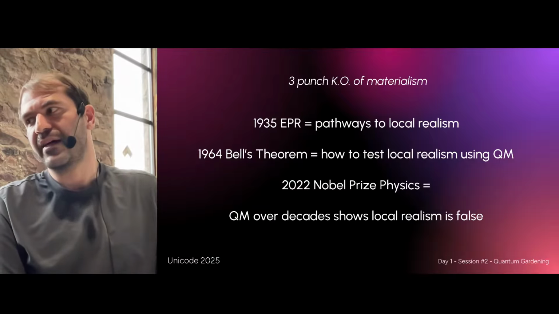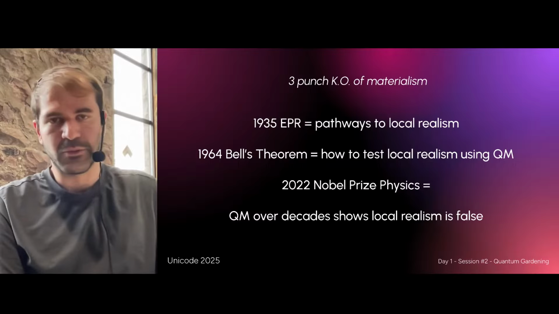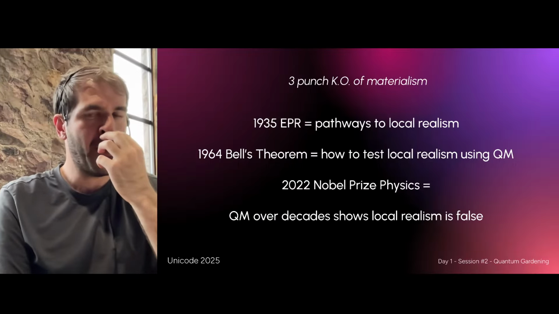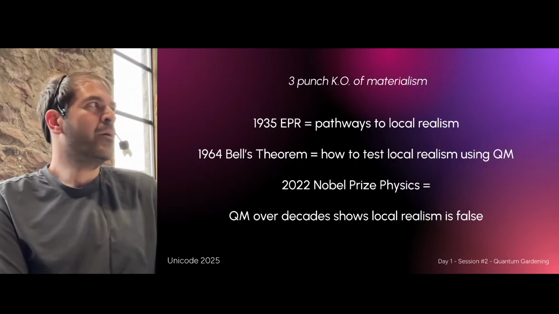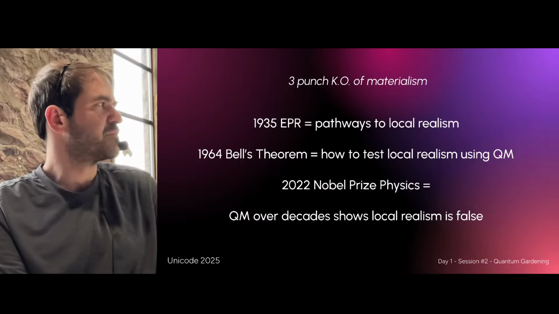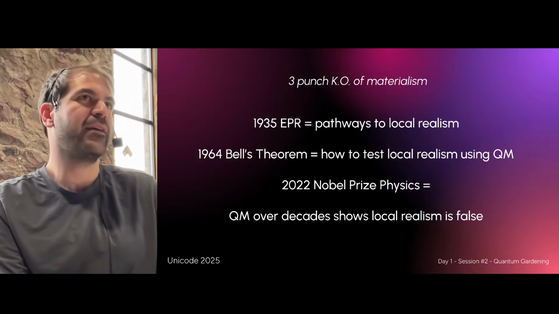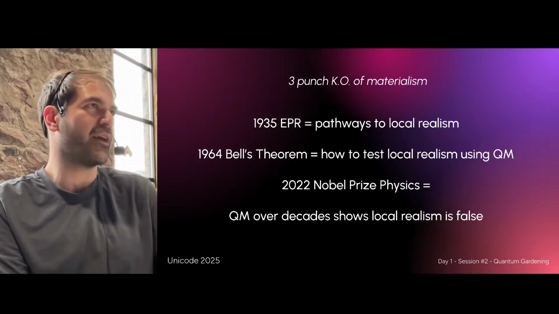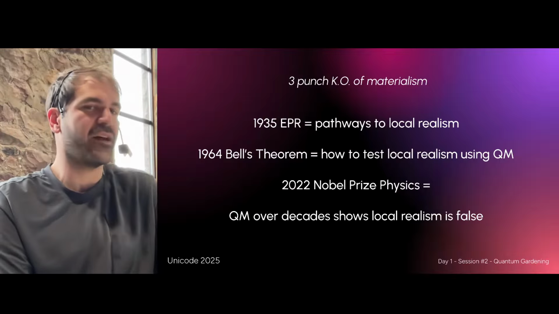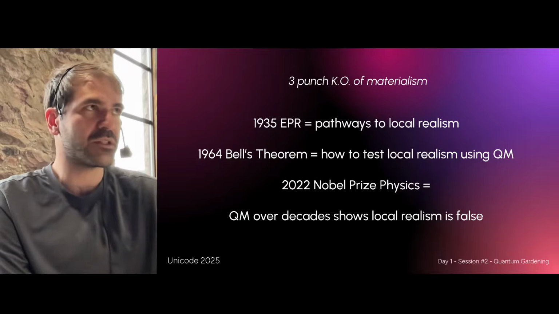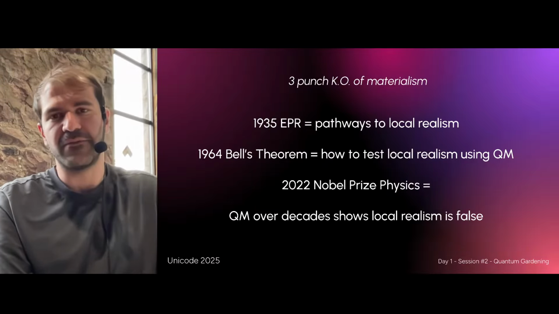And then over the next 60 years, from Bell's theorem's origination all the way to the 2022 Nobel Prize, from, I believe, the 1980s, and then more in the late 1990s, and then again in the 2010s, and then again in the late 2020s, it's just over and over and over again, quantum mechanics showed that local realism is false. And then finally in 2022, it was given a Nobel Prize in physics.